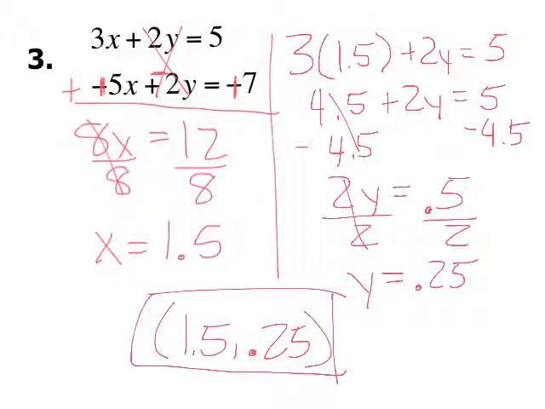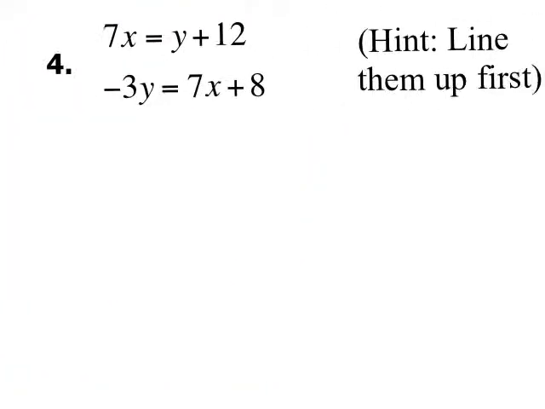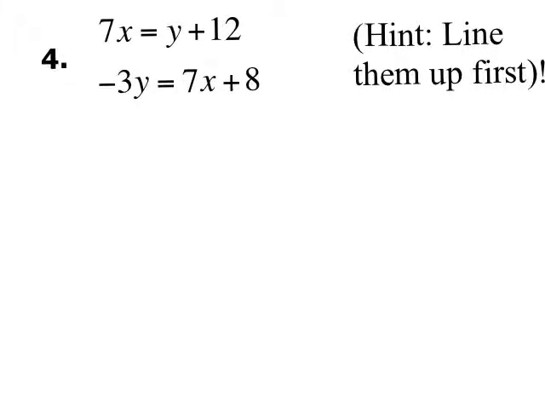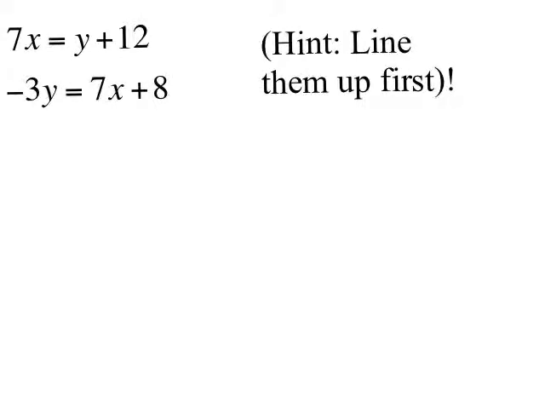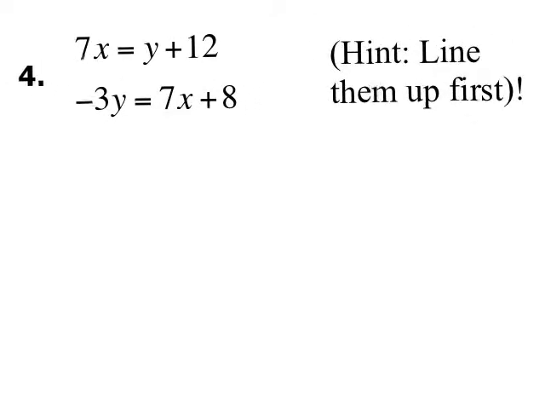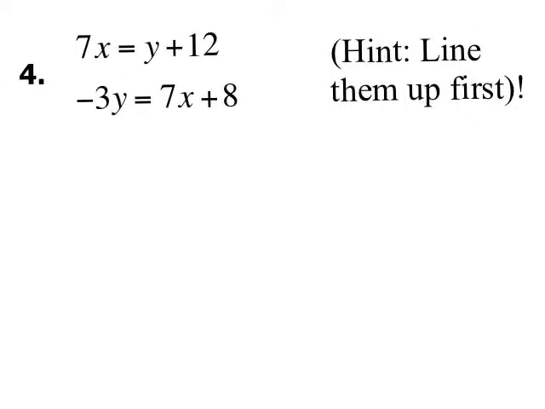All right, any questions on 3? Okay, 4 is really important actually. Because it gives you a hint there. Line it up first. I don't know why the exclamation point got outside the parentheses. That's weird. All of your English teachers would shame me for that. That's okay though. So I need to line them up first.